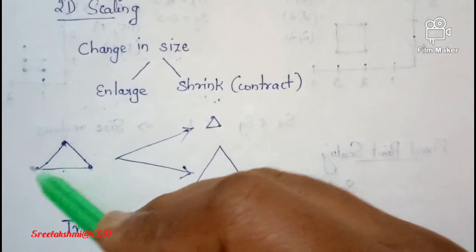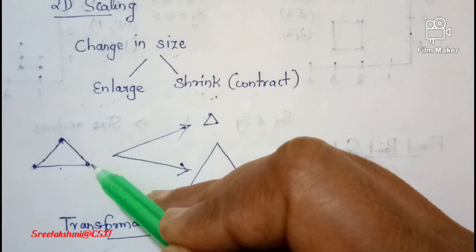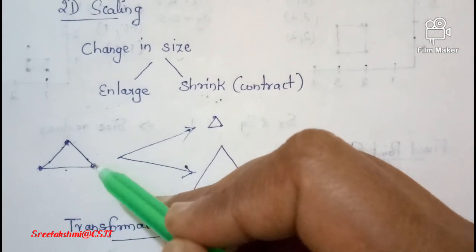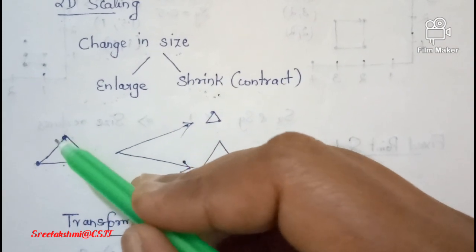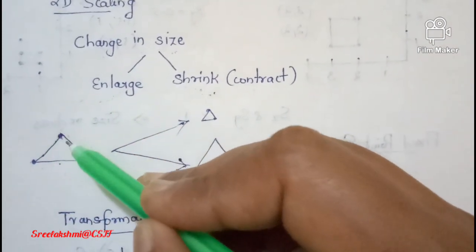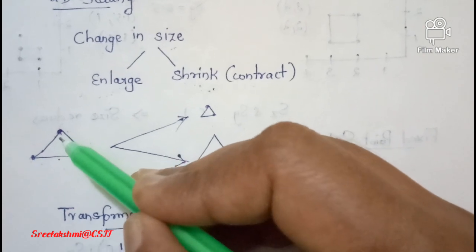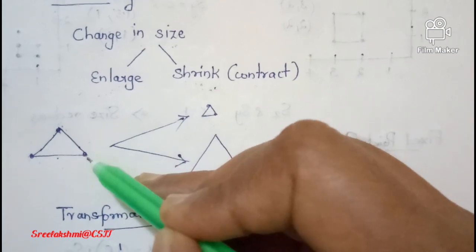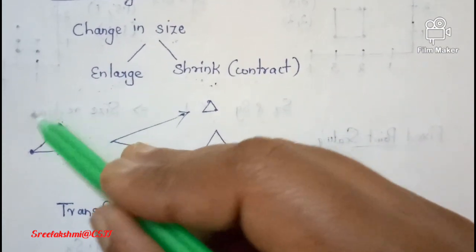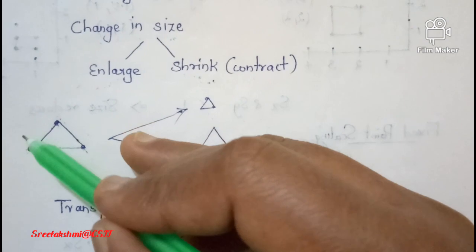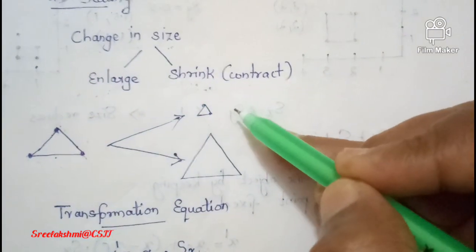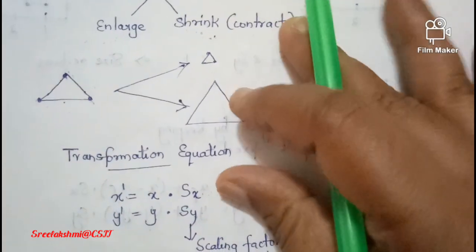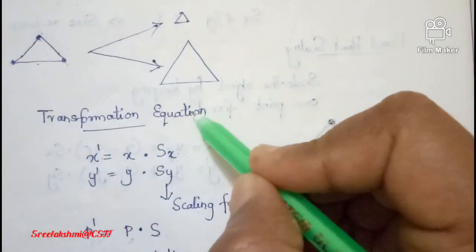Now to apply scaling to an entire object, what we have to do? Just as we discussed in the case of translation, to apply scaling for an entire object, you have to apply scaling transformations to each of its points. Only when you apply scaling transformations to all the points of the object, only then the object will be scaled to its new size. Clear? Now let us move on to the transformation equation.